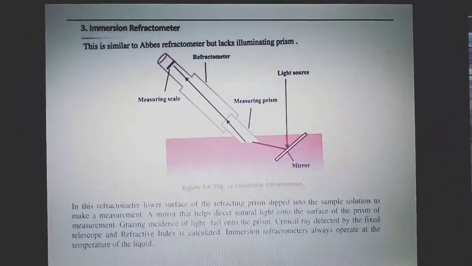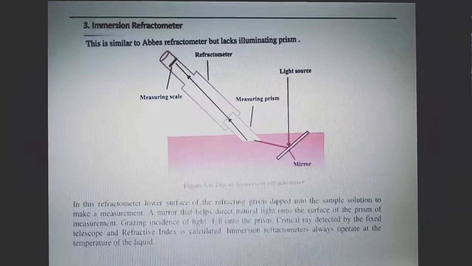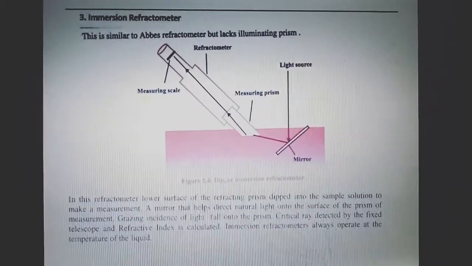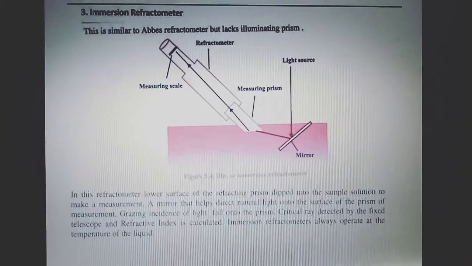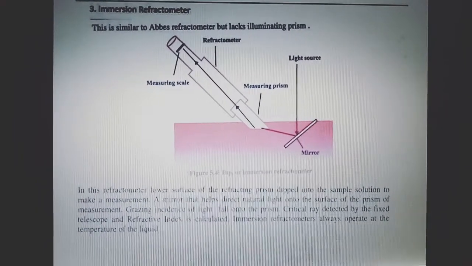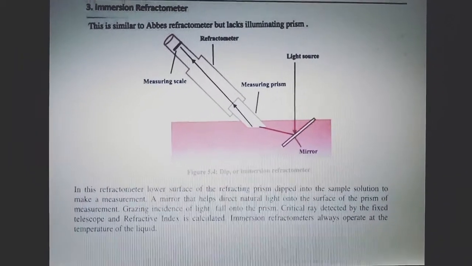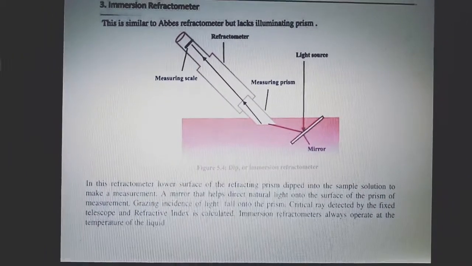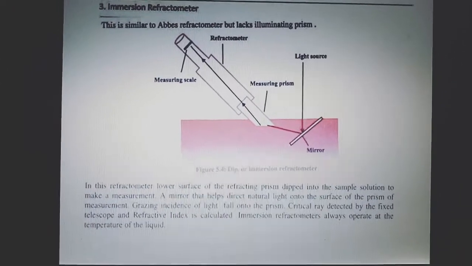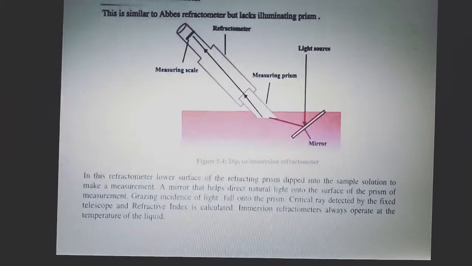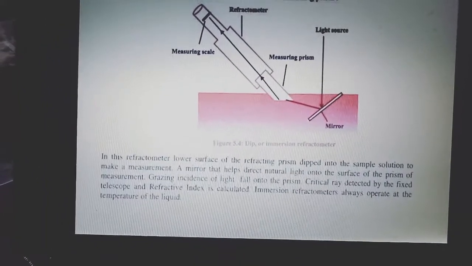Now third is the immersion refractometer. It is similar to the Abbe refractometer, but it lacks the illuminating prism. Means इसमें illuminating prism नहीं होता है, ठीक है. Here it consists of a measuring scale, refractometer, measuring prism, light source, mirror. In this refractometer, the lower surface of the refracting prism is dipped into the sample. Here जो इसका lower surface है उसको sample solution में dip करेंगे to make a measurement.